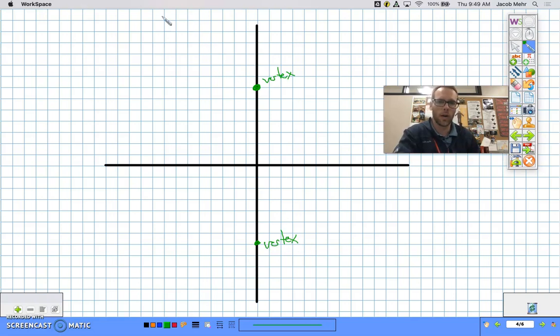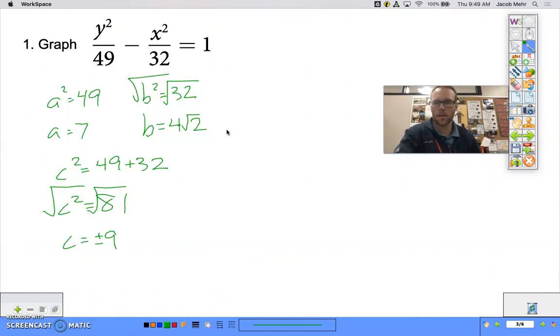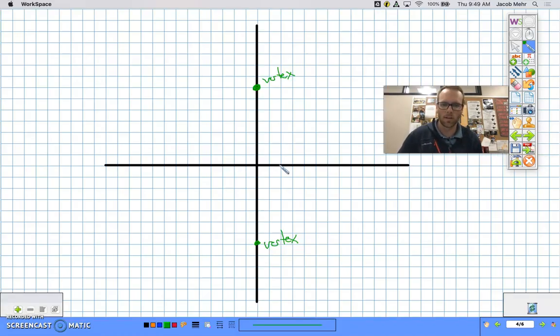All right, so we know the hyperbola is going to go through those 2 points like this. Okay. Now our covertices, B is 4 root 2. 4 root 2, it's about 5.65. So what I'm going to do is I'm going to come here, 1, 2, 3, 4, 5, about 0.65, and do a covertex there. I'll do the same thing on the other side.